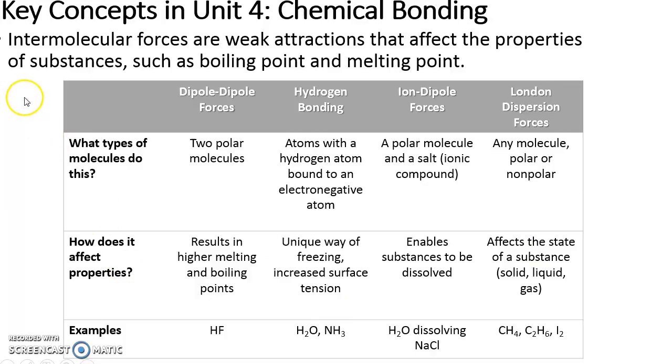And the last thing we talked about in Unit 4 were those intermolecular forces. These are weak attractions that affect the properties of substances, such as boiling point and melting point. We talked about 4 different kinds: dipole-dipole forces, hydrogen bonding, ion dipole forces, and London dispersion forces. And then this chart just goes through what types of molecules do this, how it affects the properties, and some examples. So if you want to pause the video, you can read through this if you'd like.